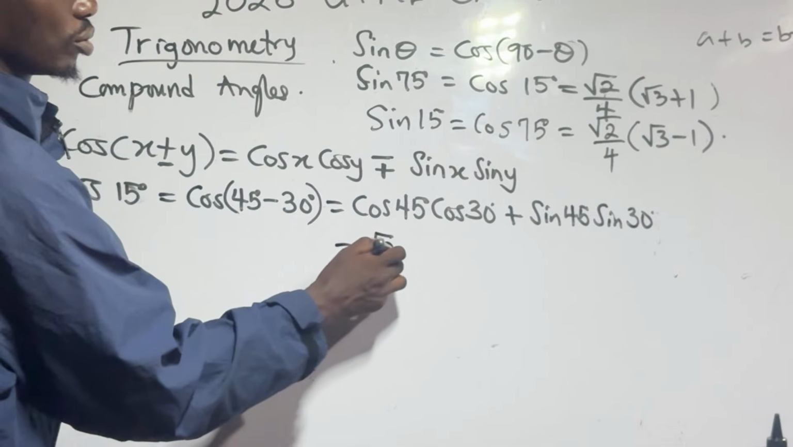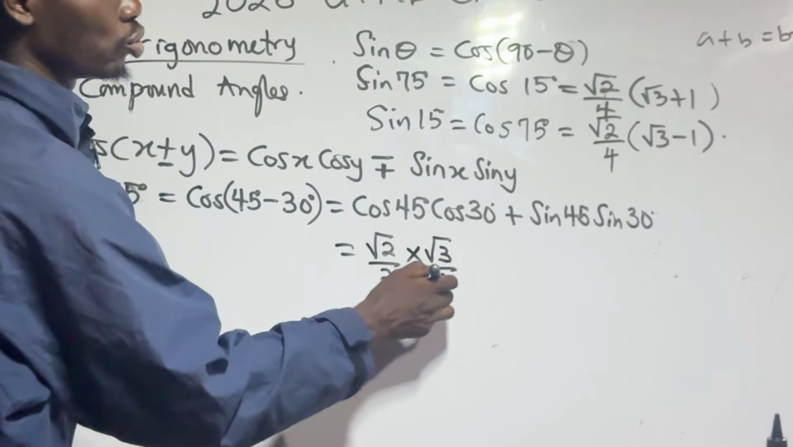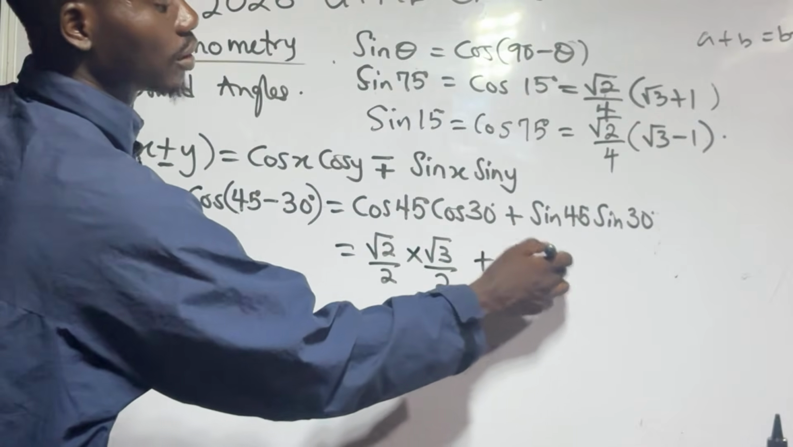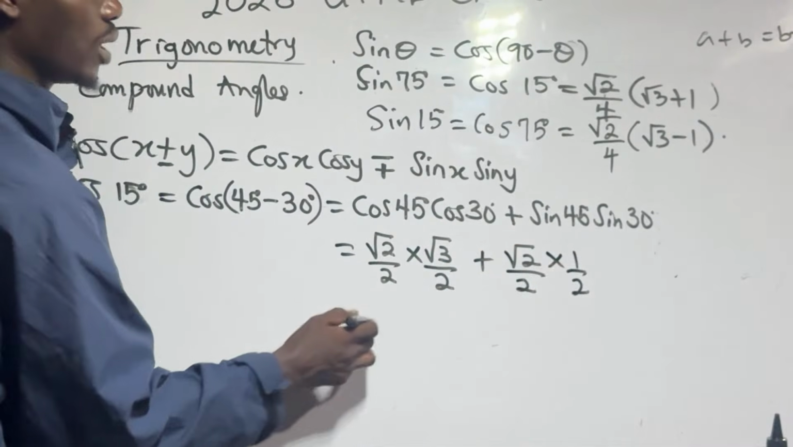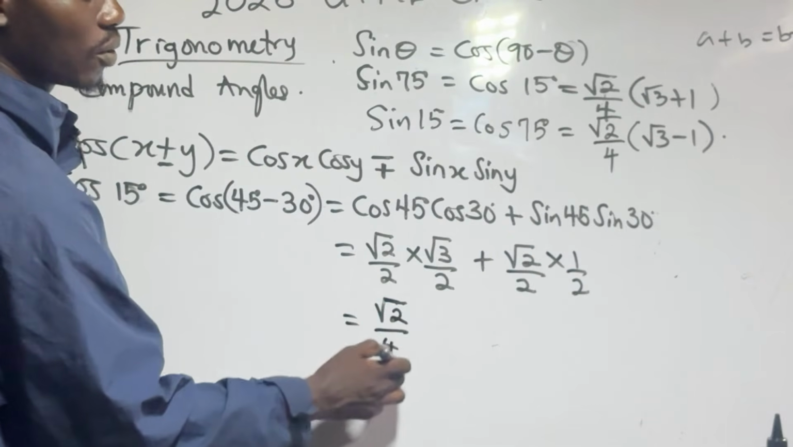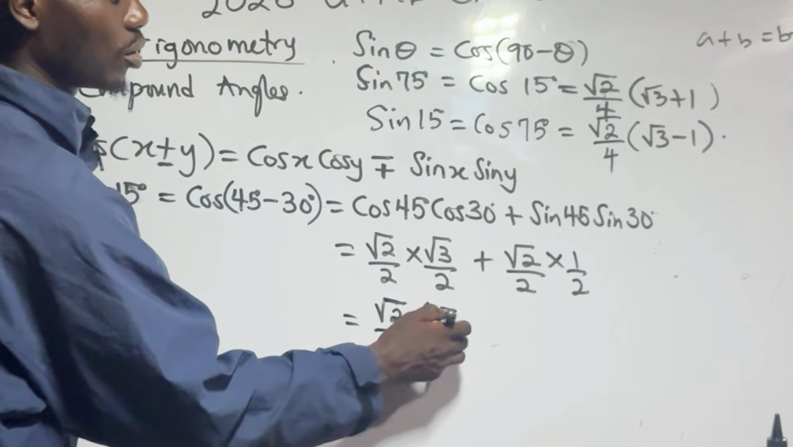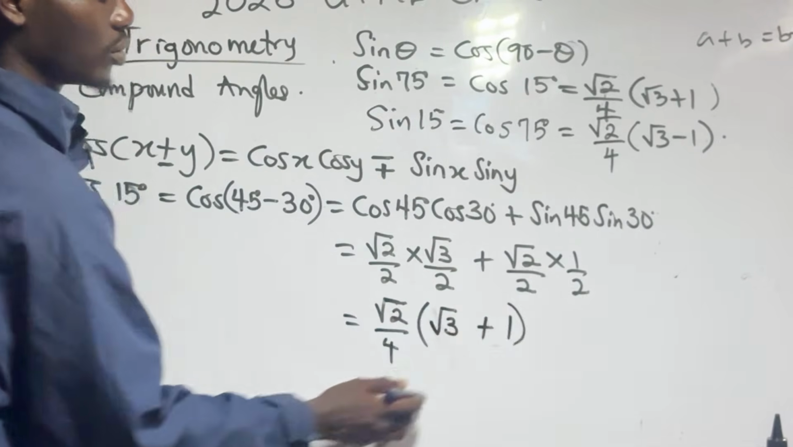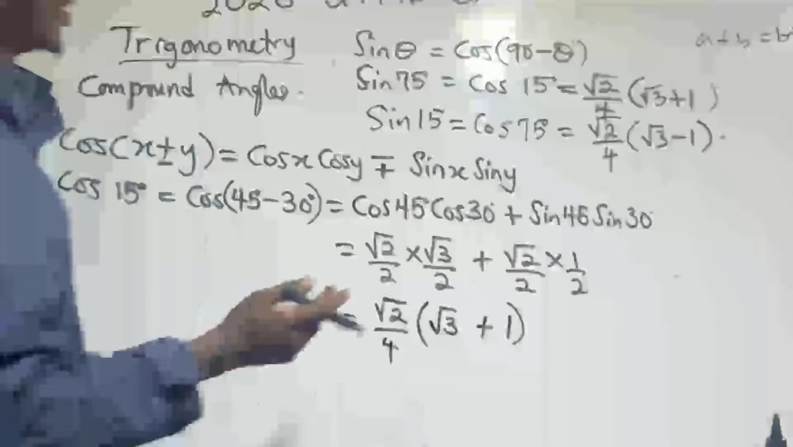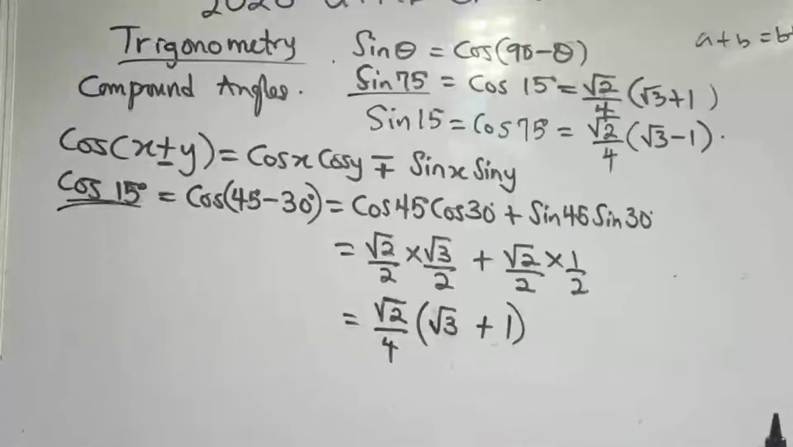So cos 45 is root 2 over 2. Cos 30 is root 3 over 2. Plus sine 45 is root 2 over 2. Sine 30 is 1 over 2. So we have that. What do they have in common? They have root 2 over 4 in common. So it means root 3 plus, what do you have left here? 1. And so that it is equal to what we had here earlier. So I say that your cos 15 is equal to your sine 75 degrees.